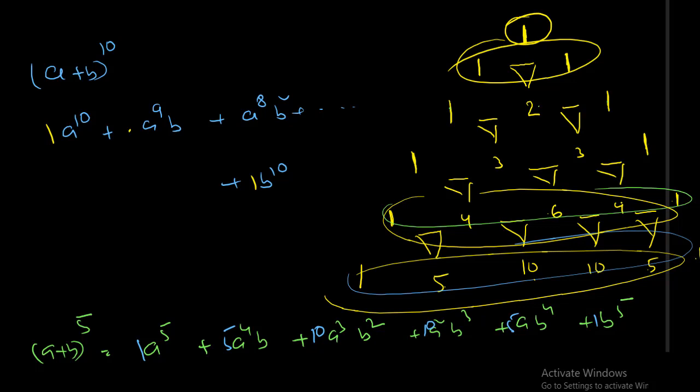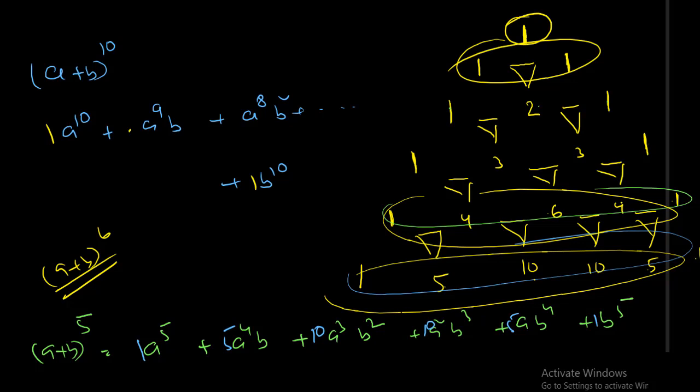What happened? With the help of (a + b) to the power 4 coefficients only, I got (a + b) to the power 5 coefficients. Okay. For example, you want to expand (a + b) to the power 6, we should know these: 1, 5, 10, 10, 5, 1. Then only we can write the coefficients of (a + b) to the power 6. That is one of the demerits of this method.